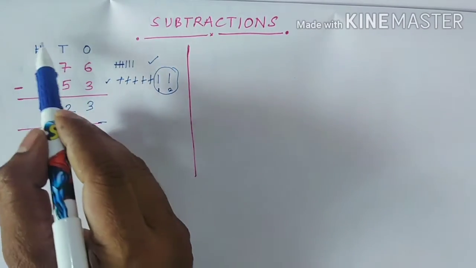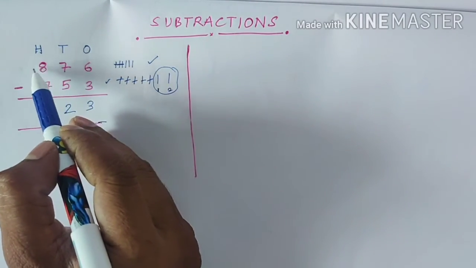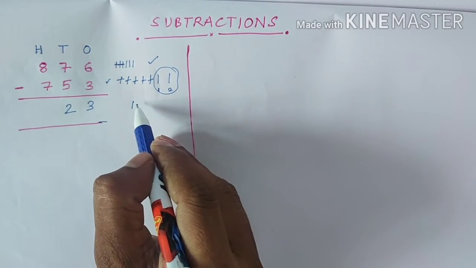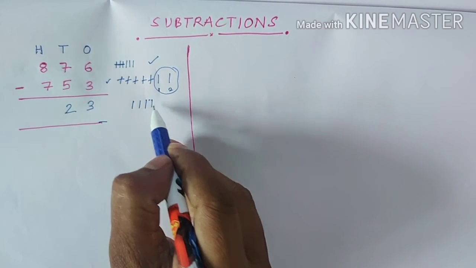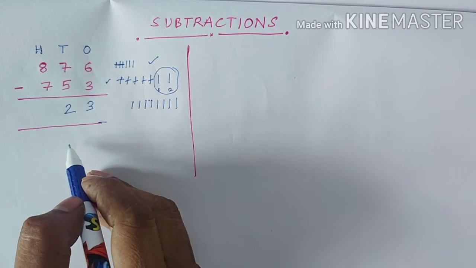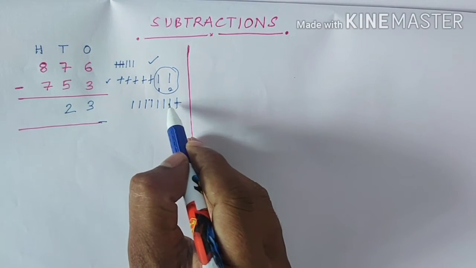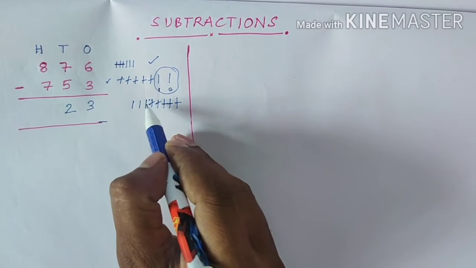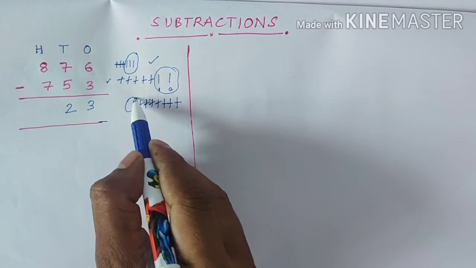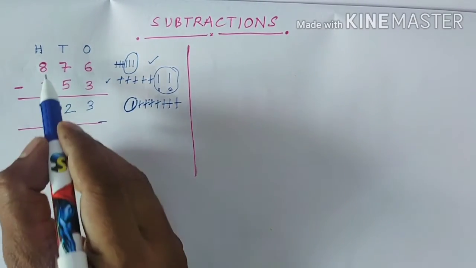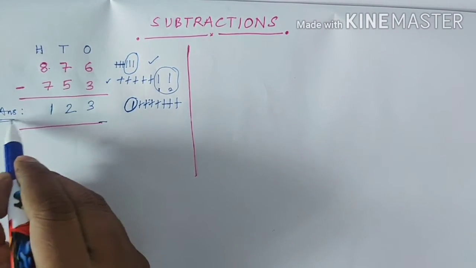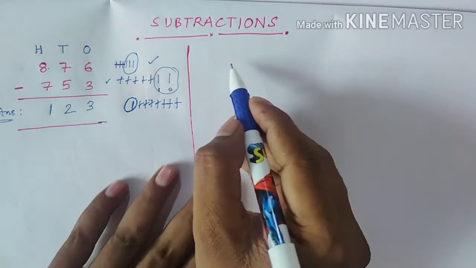Now we have to take the third column. In the third column, the number on the top is 8. So you have to draw 8 lines. 1 2 3 4 5 6 7 8. What is the number below it? 7. So you have to cut off 7 lines. 1 2 3 4 5 6 7. How many are left? You are left with only one line, so write 1 here. 8 minus 7 is 1. So the answer is 123.